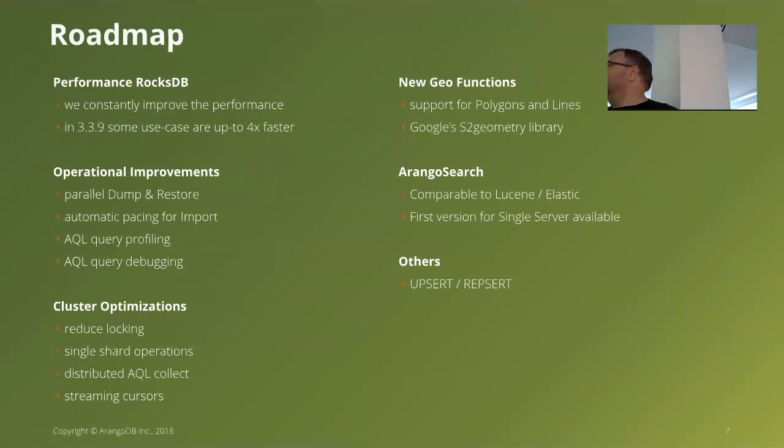Other things we are working on are operational improvements, things that help you use ArangoDB in production. For instance, it's quite easy to use ArangoDump, which is available right now, to dump your data, create a backup, make migrations, or dump data and put it into a test system. But if you have a very large data set, it will take time, because ArangoDump is currently single-threaded. So we are trying to parallelize that, so it will be much faster.